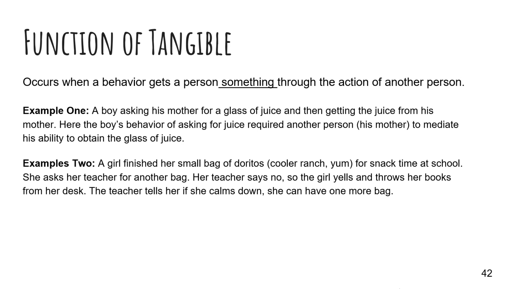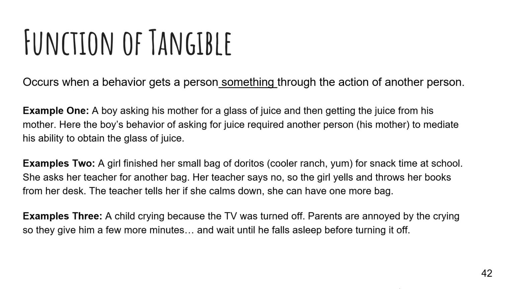Example 2, a girl finishes a small bag of Doritos, and this is at school for snack time. She asks her teacher for another bag. Her teacher initially says no, so the girl starts yelling and throws her books from her desk. Then the teacher says, hey, if you calm down, you can have one more bag of Doritos. You need to calm down first. So we can see here that those problem behaviors are most likely maintained by access to a tangible, because she got what she wanted after she engaged in problem behavior.